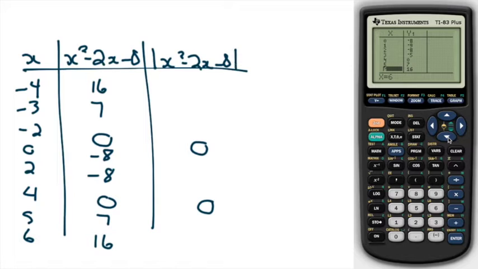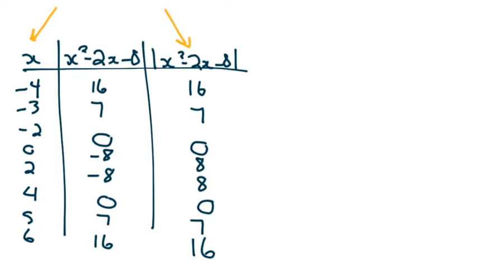Applying the absolute value, 16 stays 16. Absolute value of 7 stays 7. Those negative 8s, when we apply the absolute value, we get 8. As well, 7 and 16 will stay as 7 and 16. To graph the function, we need x and our y. So just go back to the graph.